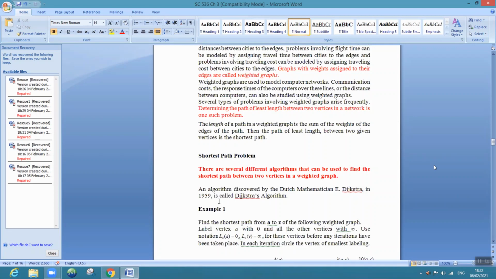These are used to model computer network communication, because the response times of the computers over a line or the distance between computers can also be studied using weighted graphs. Several types of problems involving weighted graphs arise frequently. Determining the path of least length between two vertices in a network is one such problem. Sometimes in operational research or linear programming, we use the weighted graph also, so that we take the networking problem.